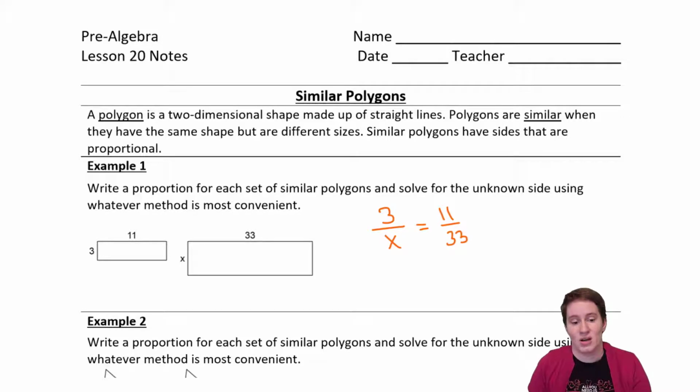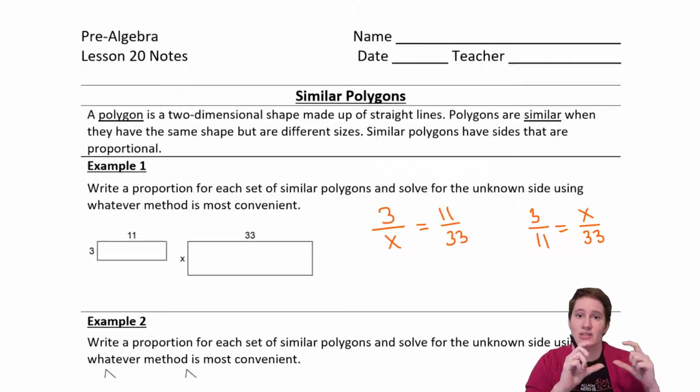That's one option. Or I could say, okay, I'm going to put the 3 and the 11 together and then put that equal to x over 33. Now, in each of these cases, there's actually 2 things that we're putting together, because in the first one, each fraction had to do with which side it was. So the 3 and the x are sides that go together. They're the shorter side of the rectangle. The 11 and the 33 were both the longer sides.